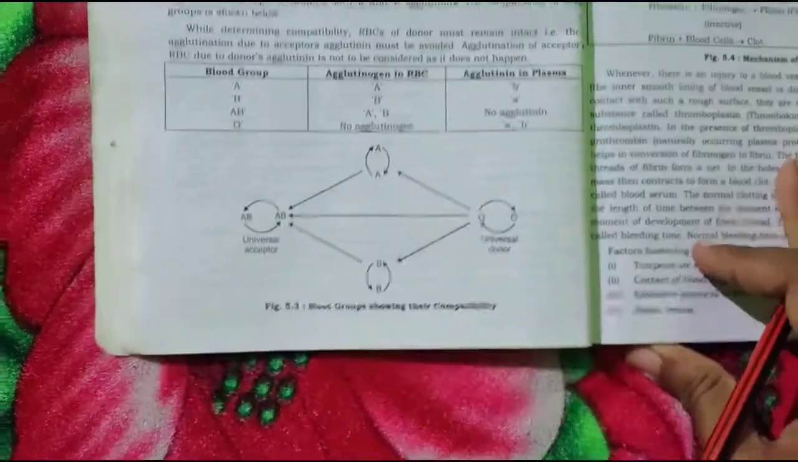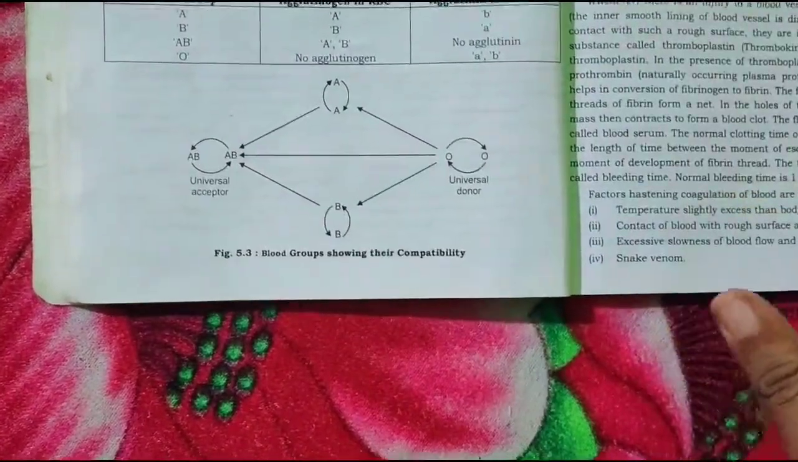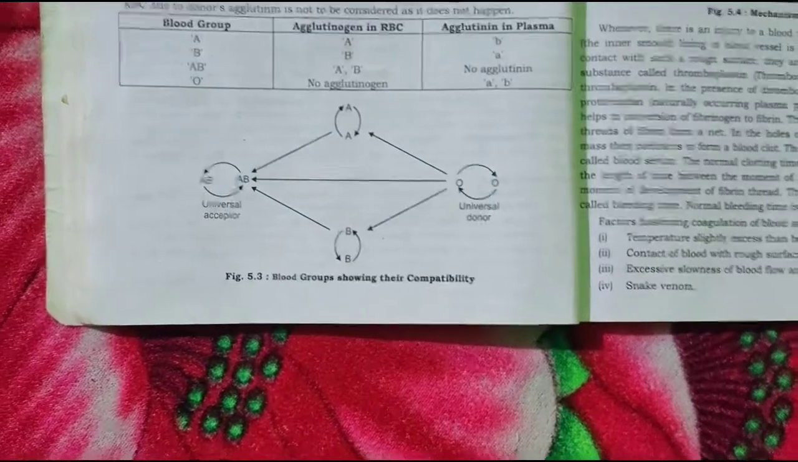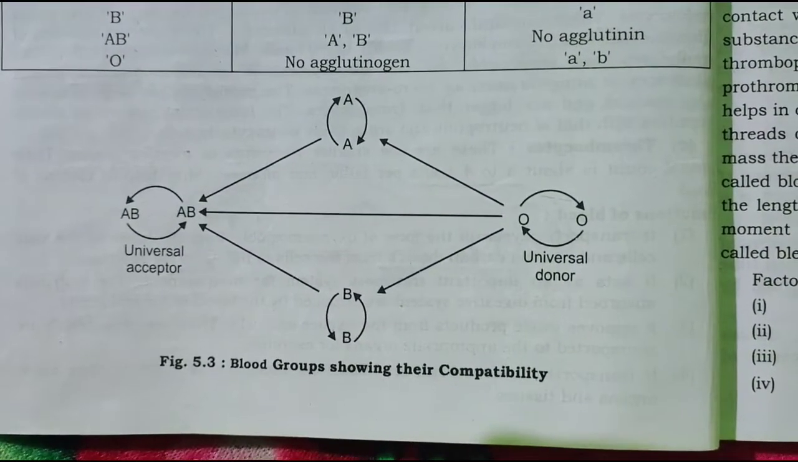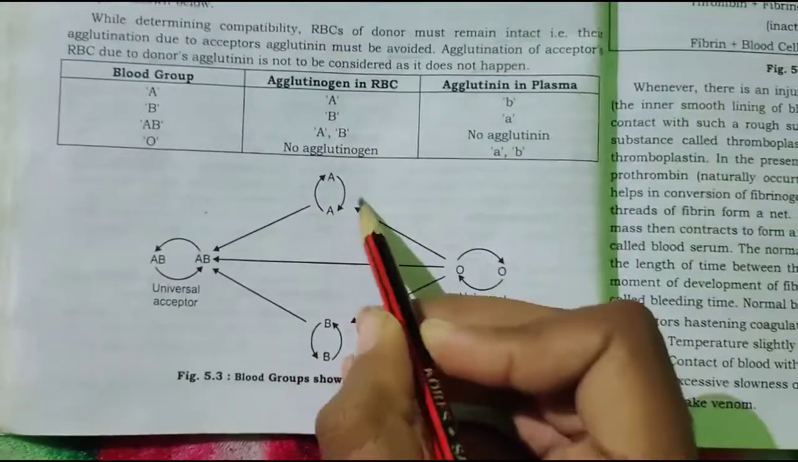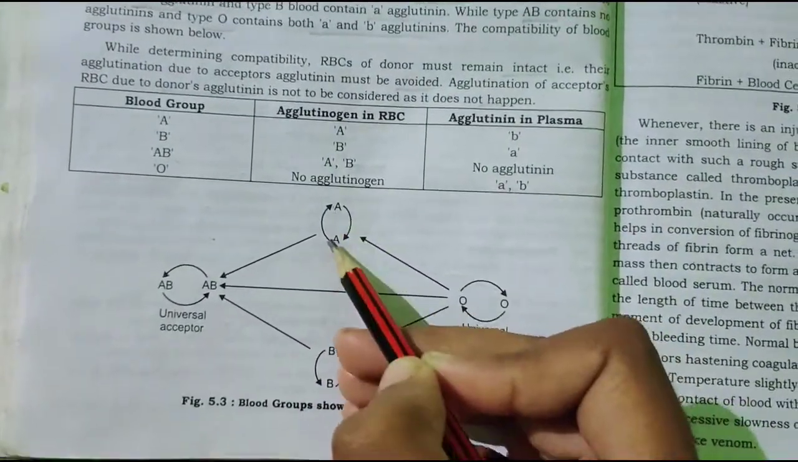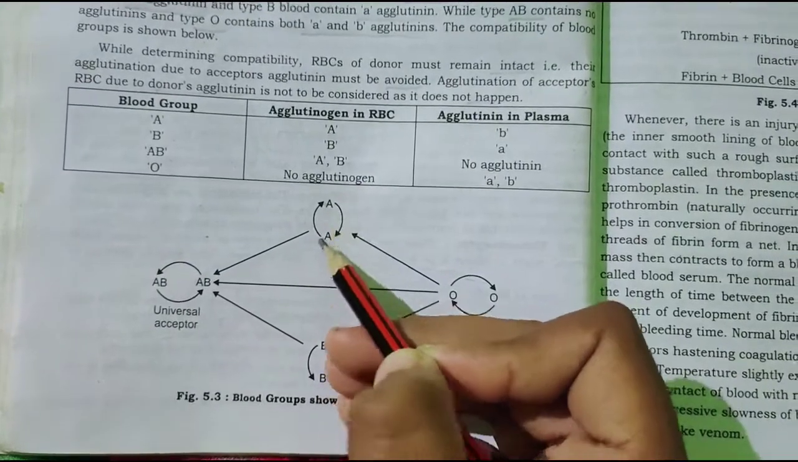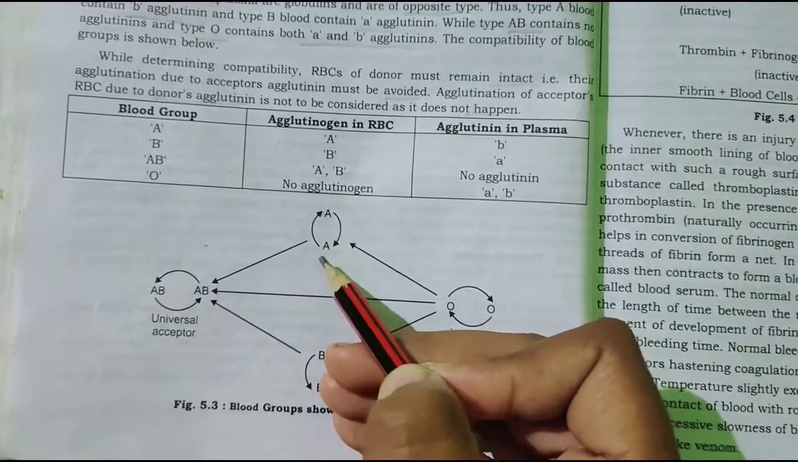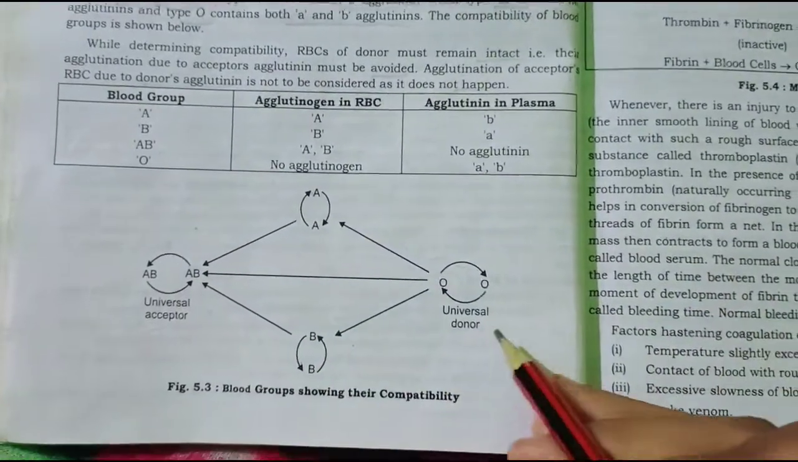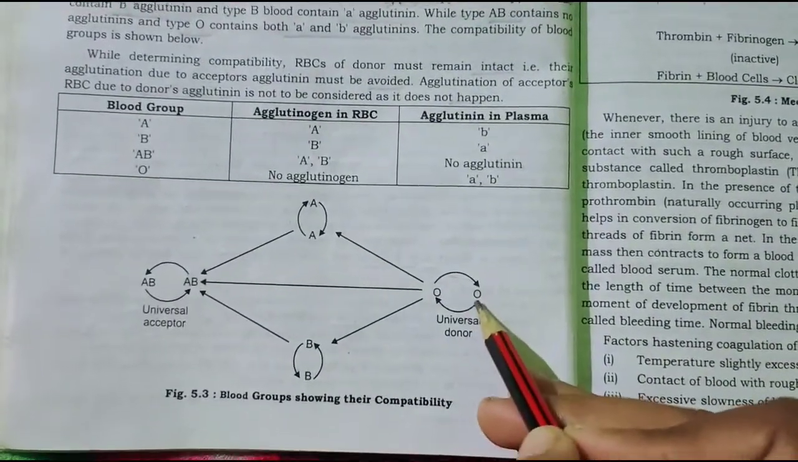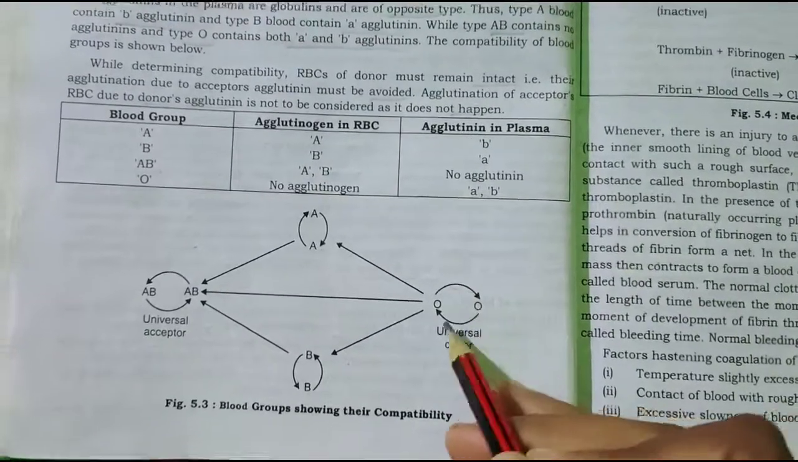Now see these structures, the blood groups showing their compatibility. Blood group A donates to blood group A and also receives from blood group A. In these structures you can see that O is the universal donor.